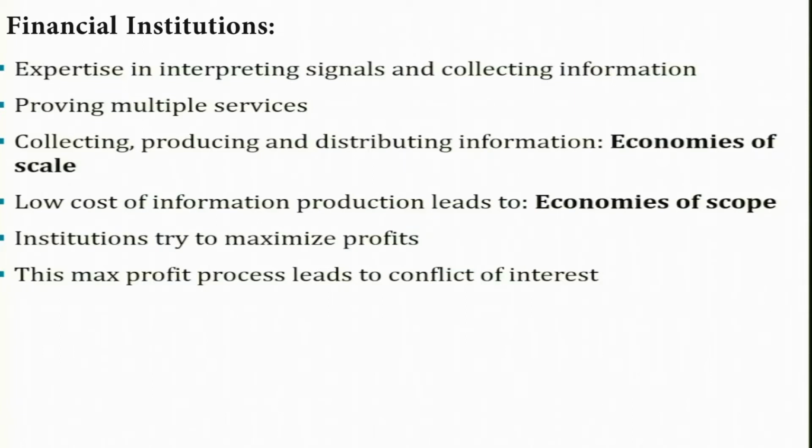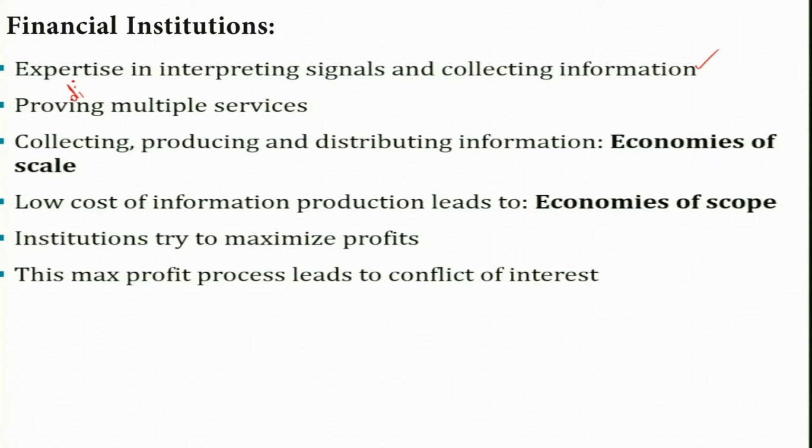One of the features that we have seen in the financial system is the existence of a large number of financial institutions. Financial institutions are prevalent in the finance market mainly because they have expertise in interpreting signals and collecting information. This we have discussed at length in one of the previous sessions. We can also see that they have been providing multiple services in the market.